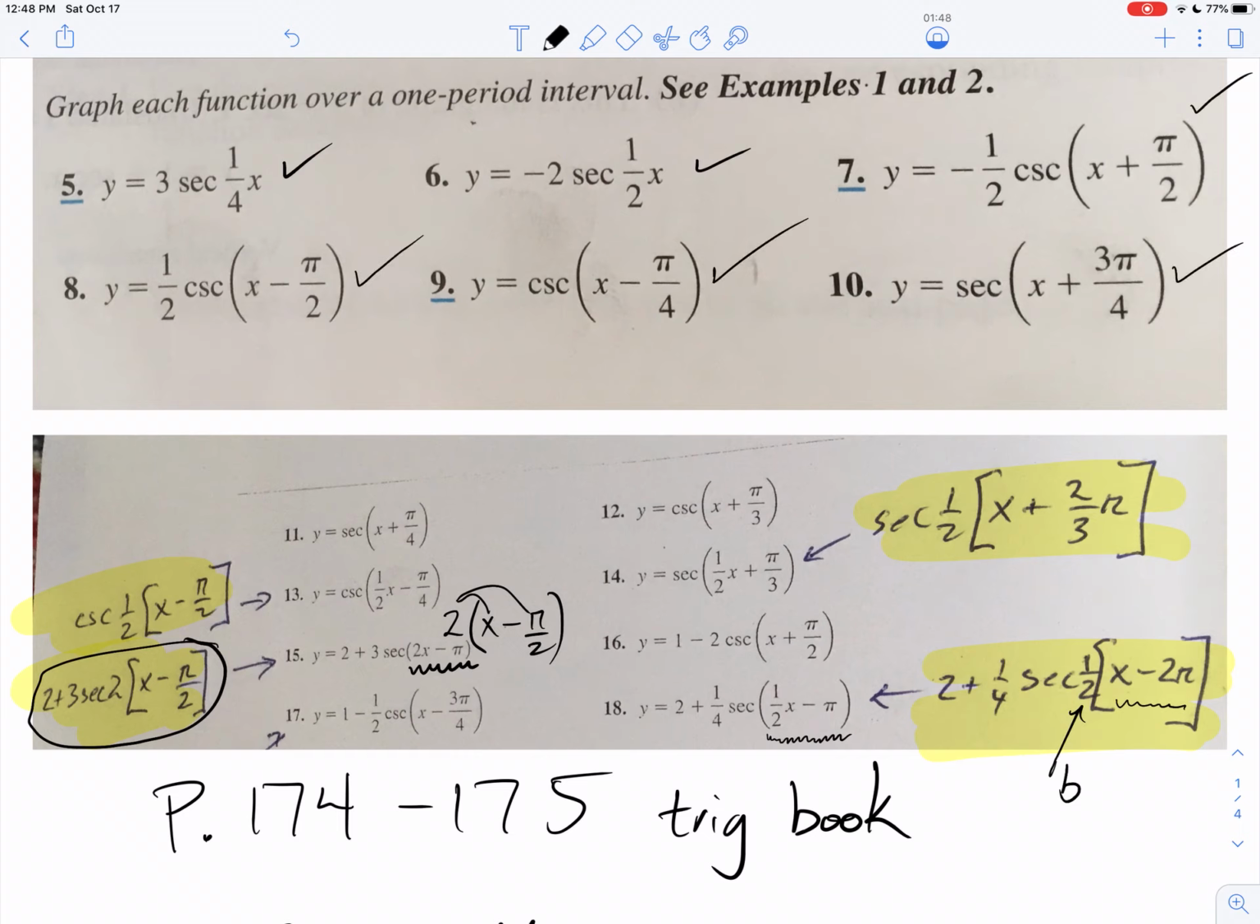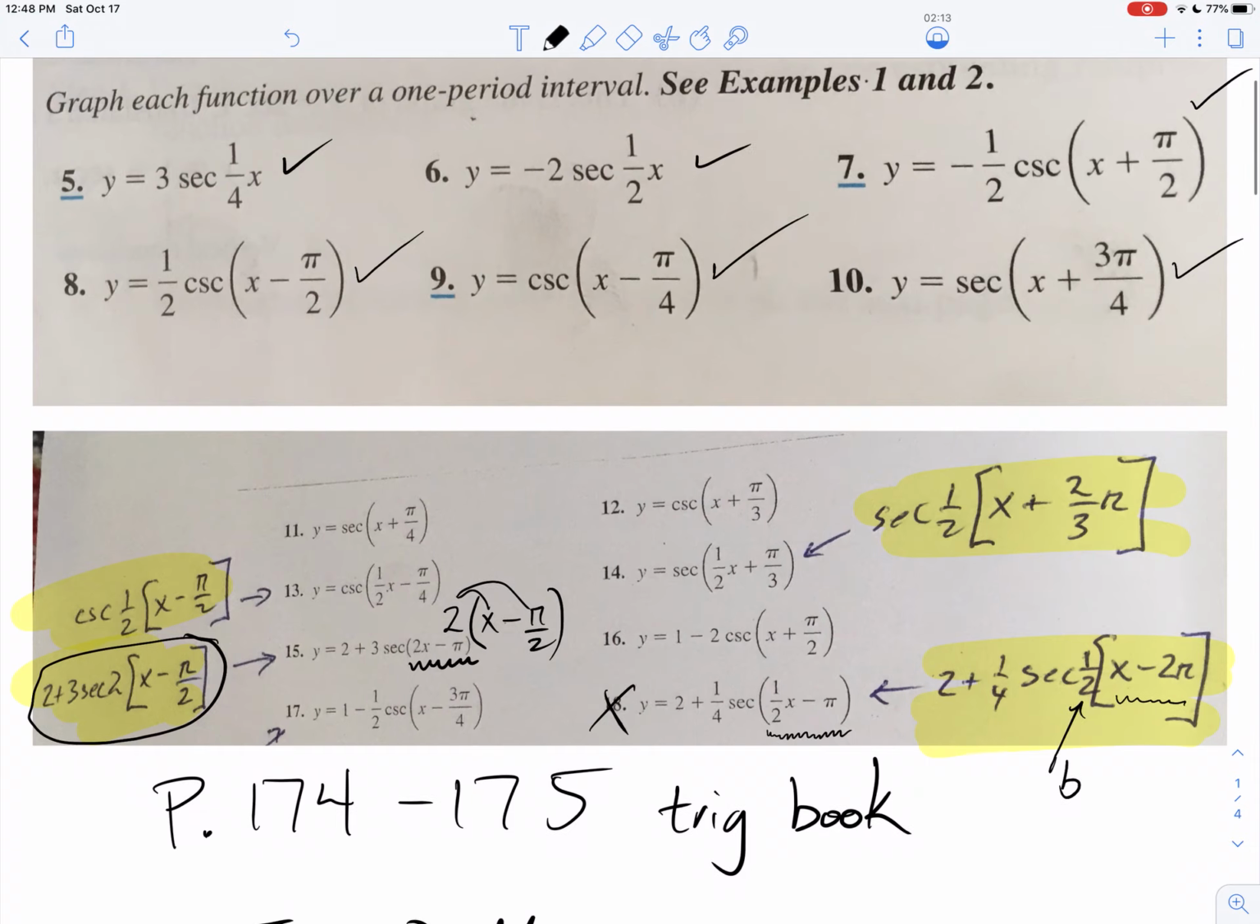There's a couple phase shifts here, but overall, that's it. Now these last ones, 11 to 18, are supposed to be challenging. They are. So I'm going to eliminate number 18. I'm actually going to do this one for you, and you can then work through it, follow along. But let's just focus on 5 through 10 right now.